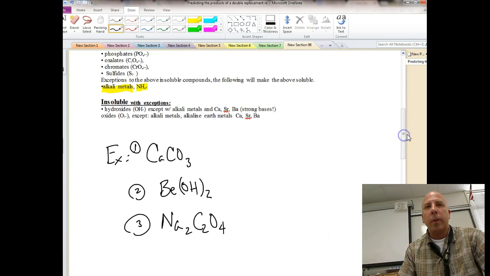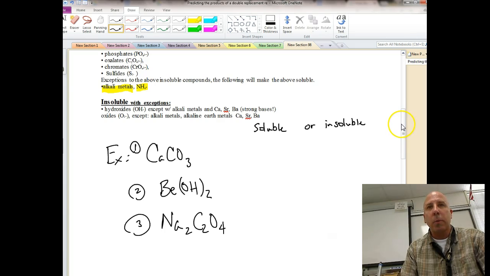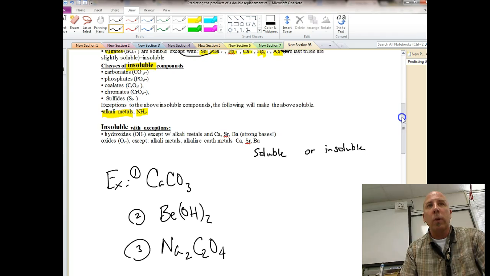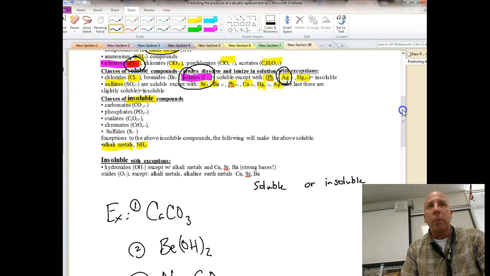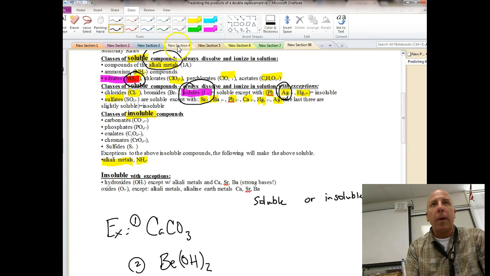Okay, so we have 3 examples here, and we're going to try to determine, are they soluble or are they insoluble? Okay, and we're going to use our solubility rules. So our very first one is calcium carbonate, CaCO3. So I'm going to go up here and I want to look for a rule that deals with calcium or the carbonate. Okay, and I'm looking down here and I've got a rule right here that deals with the carbonates. Right there it says carbonates are insoluble.